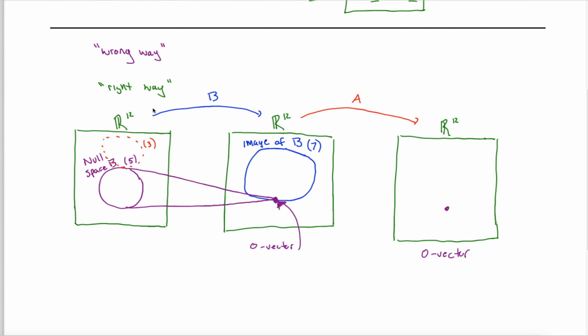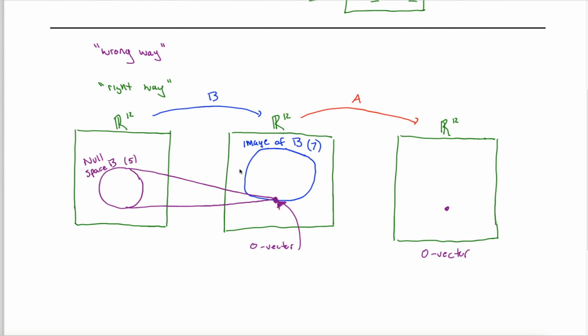purple circle. It's entirely possible that B maps elements from R12 into the null space of B. It's not sending them to the 0 vector. It's sending them to some vector to whom, if I applied B again, would get sent to the 0 vector. So it's not the intersection of the null space of A and the null space of B that I'm interested in. It's the intersection of the null space of A and the image of B that I'm interested in.